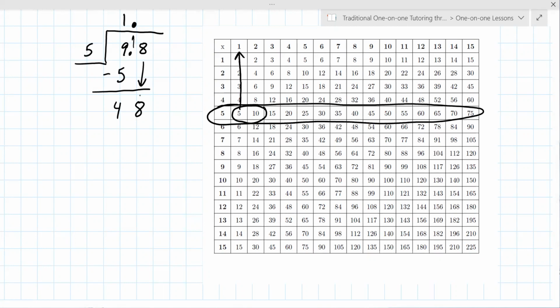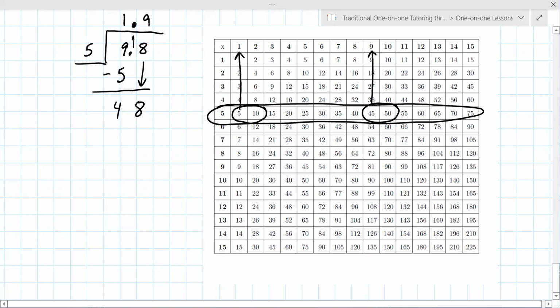You got to find 48 on your table here. What two numbers is it between? 48, right? Which two numbers is it between? 45 and 50. Okay. And then you choose the smaller number, which is 9. Take 9 and multiply it by 5.